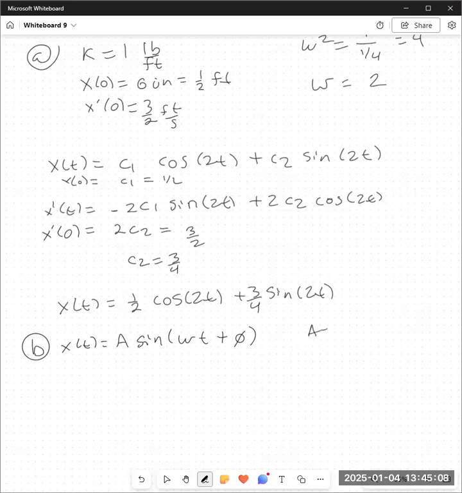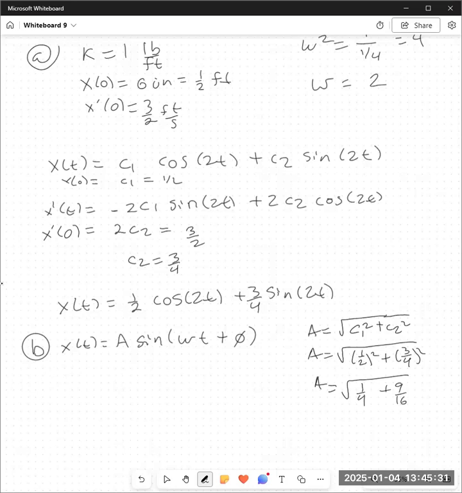where in this case, A is equal to the square root of C1 squared plus C2 squared. A is going to be square root of 1/2 squared plus 3/4 squared. A is square root of 1/4 plus 9/16. Multiply by 4/4 to make a common denominator. That's going to put me over 4. Square root of 16 is 4. That's going to be 4 plus 9 is 13 inside of a root sign. So that's root 13 over 4. That's feet here.